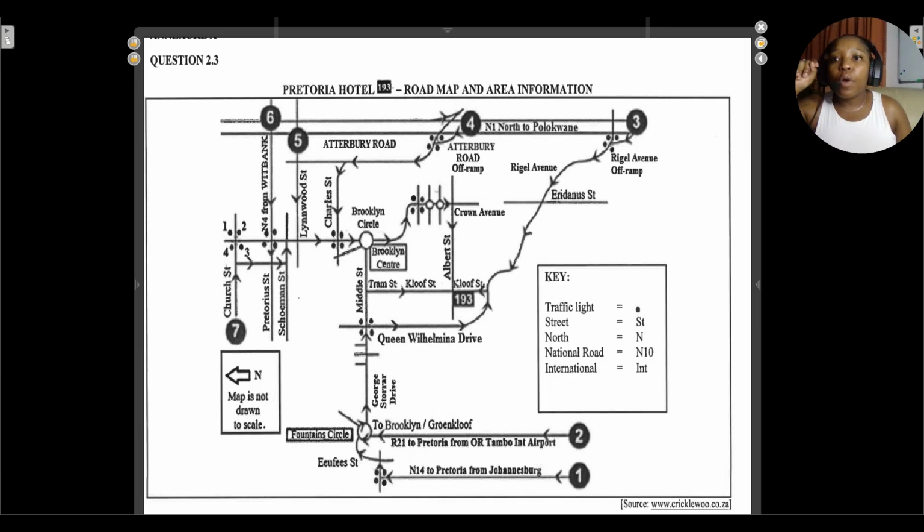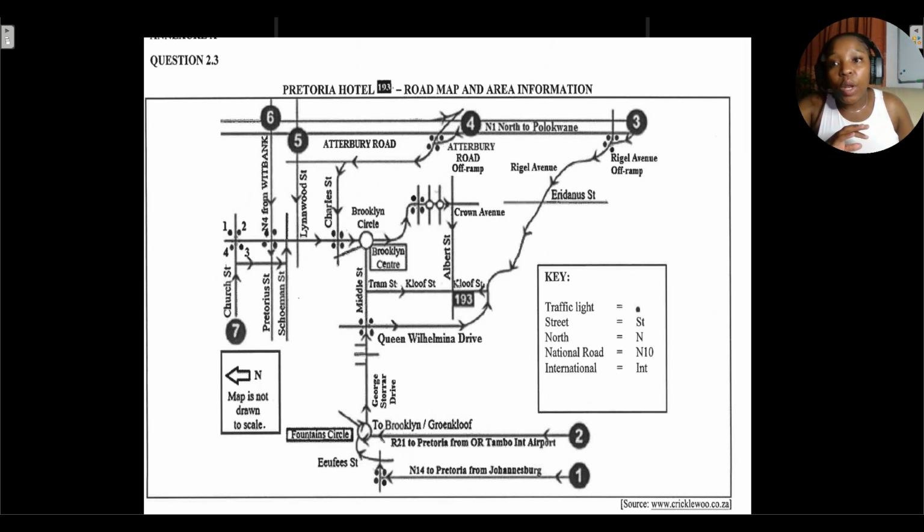So this is obviously a roadmap, right? If we're given a map, any kind of a map, you want to look: is there a key? Is there a compass? Are we given a map scale? That's basically what we need to look out for when we are analyzing our maps. If we have a look at this map, we can see that definitely we are given a key that shows us what all the different symbols on this road map mean.